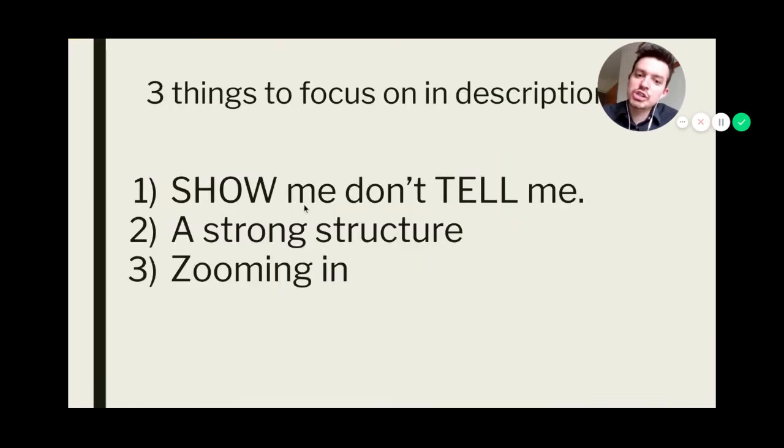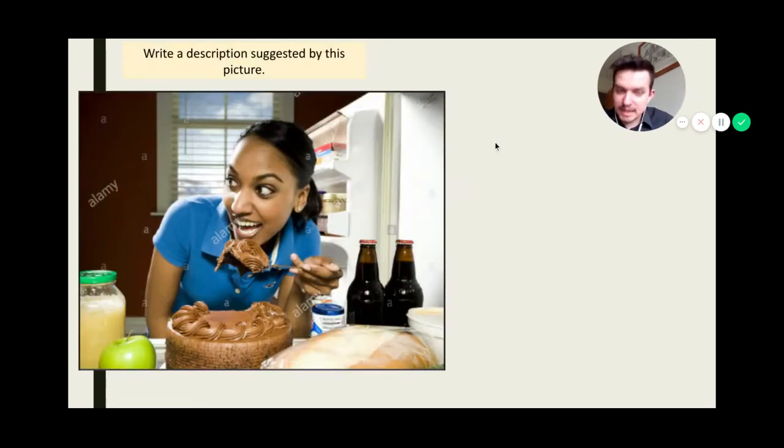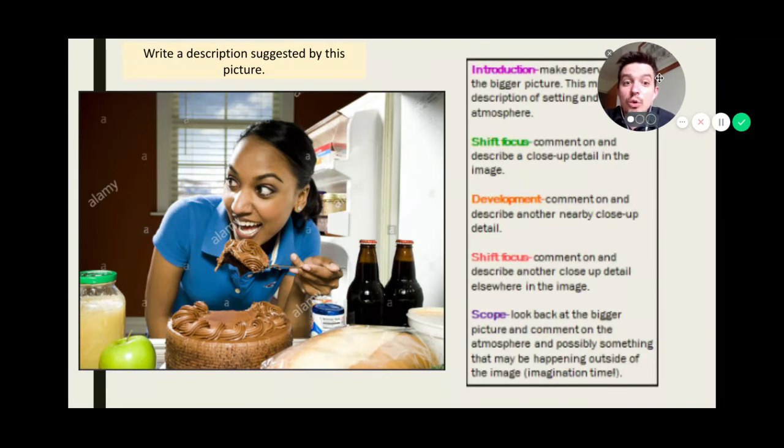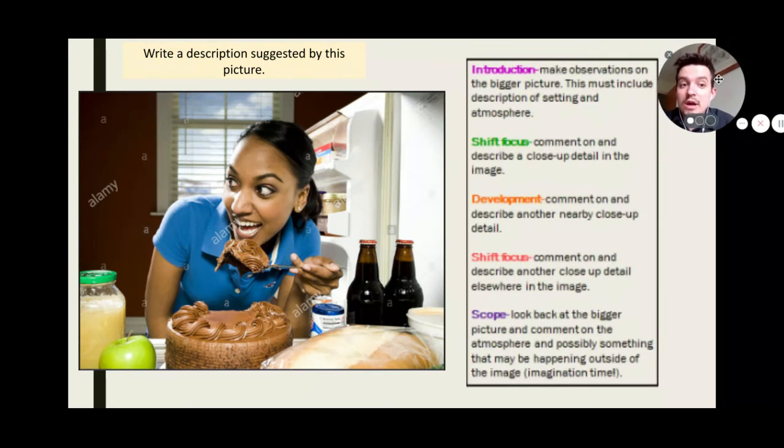So we've talked about showing and not telling. The next, we need to think about a strong structure we could put in place for description. So let's imagine this is the question that you have. Write a description suggested by this picture. And I suggest you take the following 5 steps in order for you to have an effective answer for this.